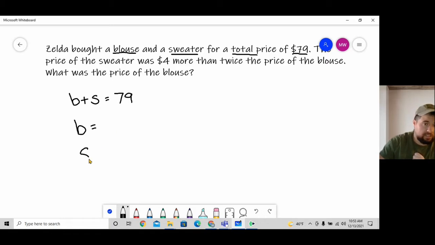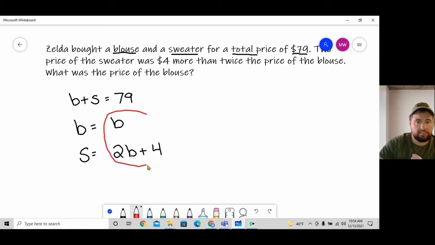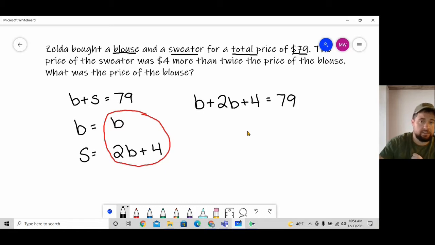But we do know that the sweater was 4 more than twice. 4 more than twice. 2 times the blouse plus 4. And we know that the blouse is just going to be the blouse. Now together, combined, these two things have to equal 79. So I'm going to say B plus 2B plus 4 equals $79.